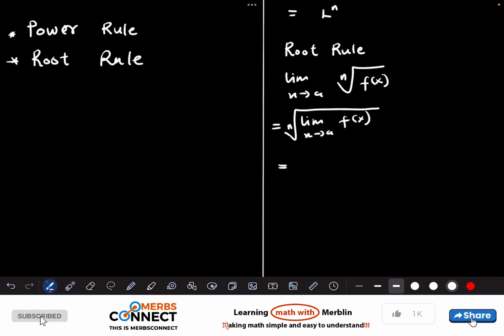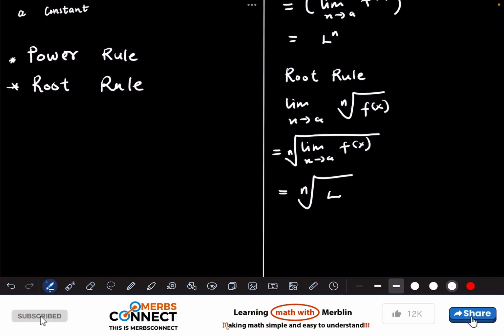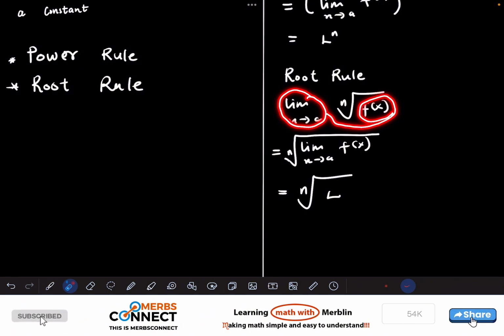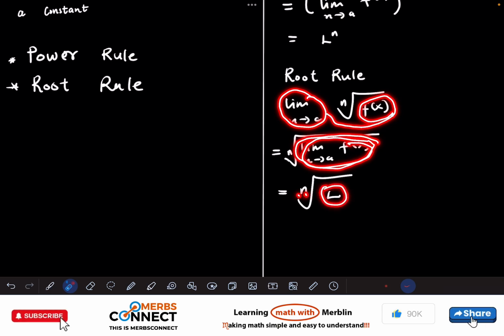And we know that the one under the nth root is L, right? So we are saying that if n is constant, which we are finding the nth root, then we can move the limit under the root or the radical, which will give us this. Then when we are done performing this, we can pick the nth root on this.